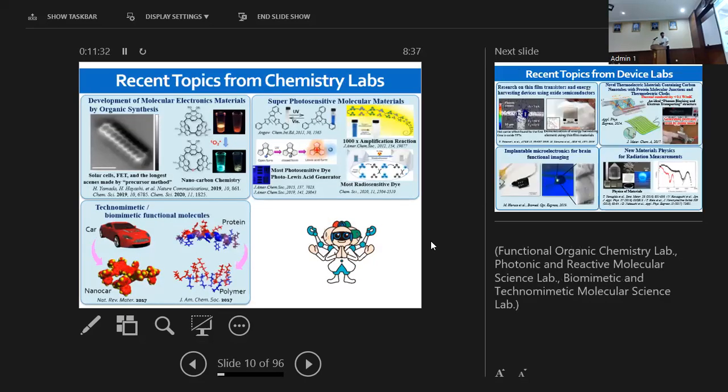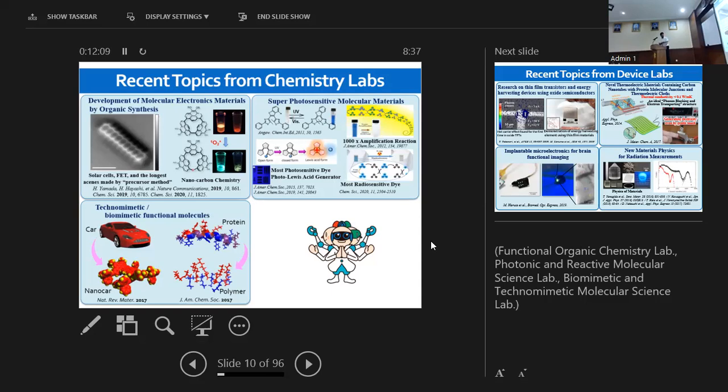So these are the topics from the chemistry laboratory. One lab is developing molecular electronic materials using organic synthesis. Another lab is working on super photosensitive molecular materials. These materials are very important because, for example, in your CPU, the channel lengths are already reaching like 3 nanometer level. And in order to pattern these devices, you need photosensitive materials in order to facilitate this patterning. So this development is very useful.